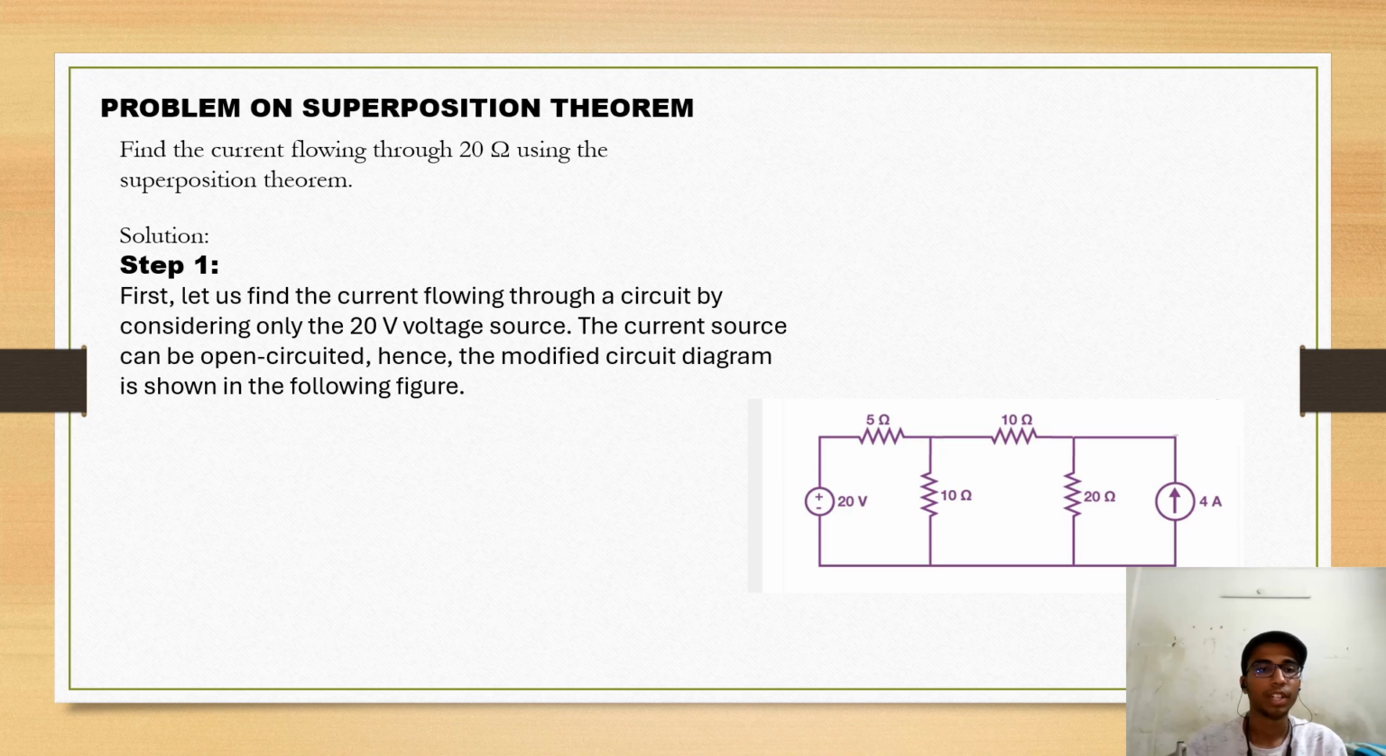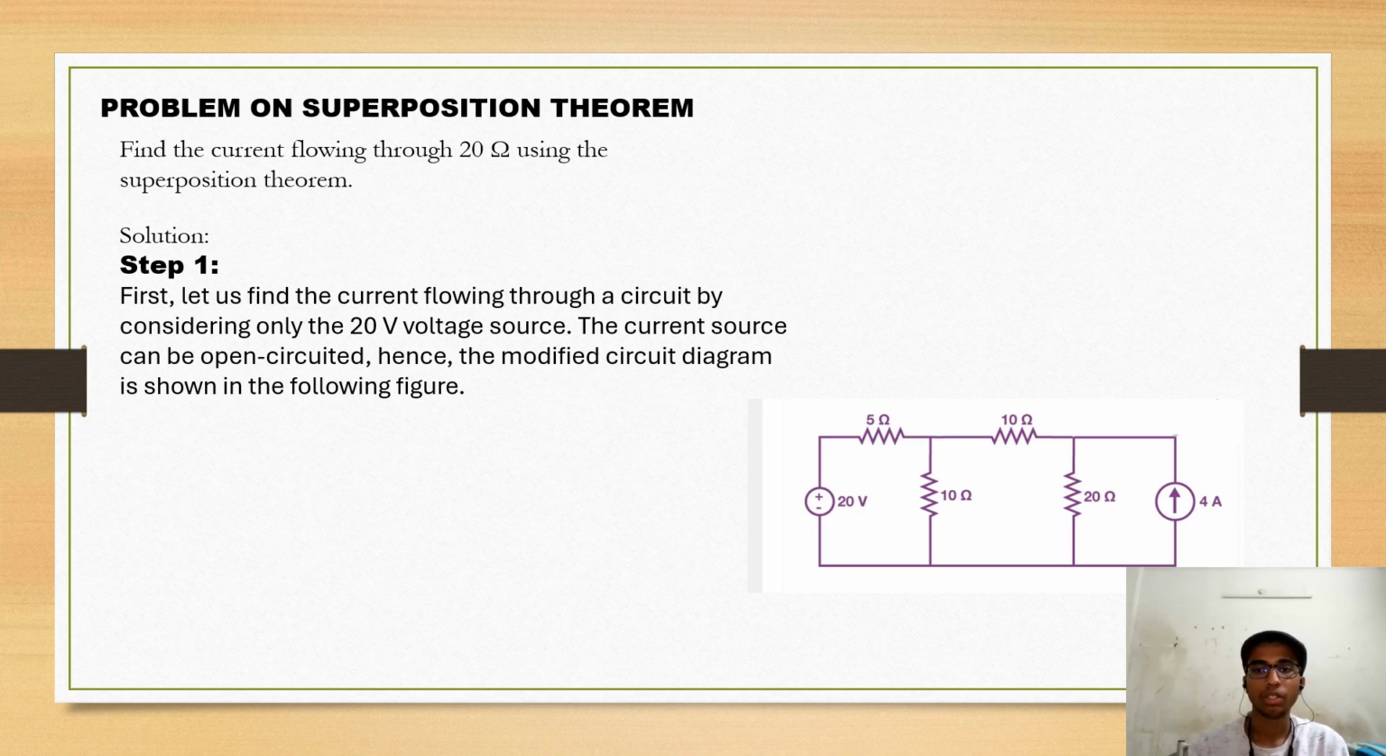Step 1. First, let us find the current flowing through the circuit by considering only the 20-volt voltage source. The current source can be open circuited, hence the modified circuit diagram is shown here. So first we have to remove one of the energy sources. According to step 1, we have to consider only the 20-volt voltage source.